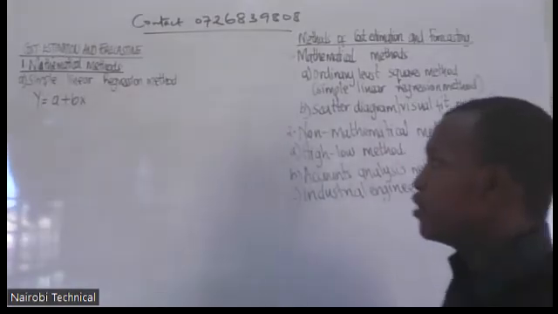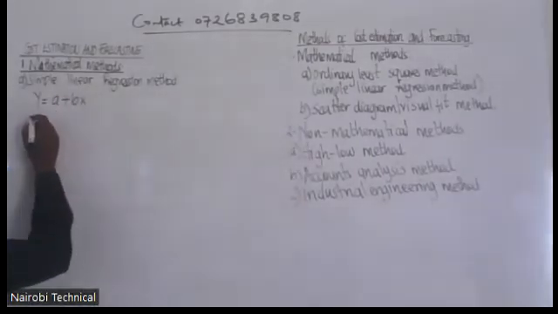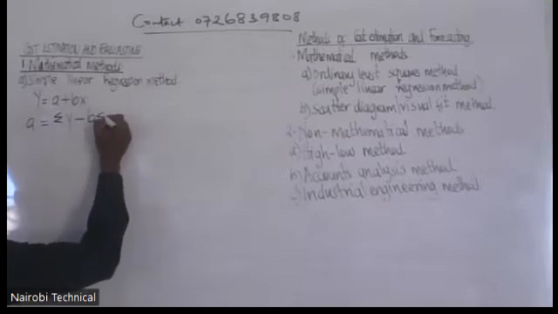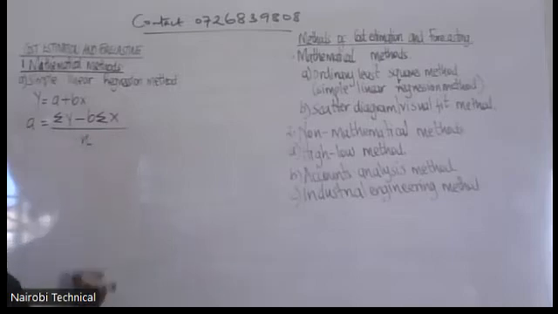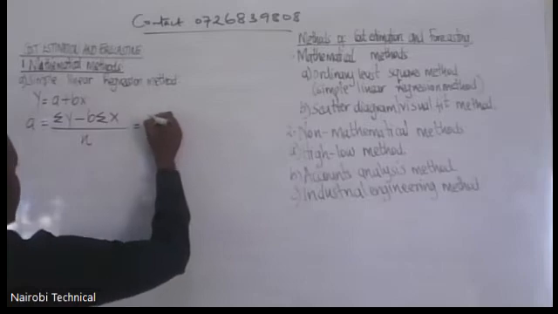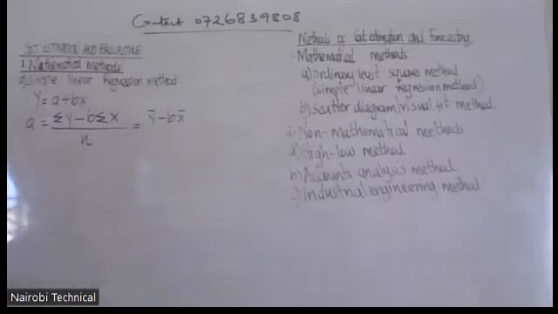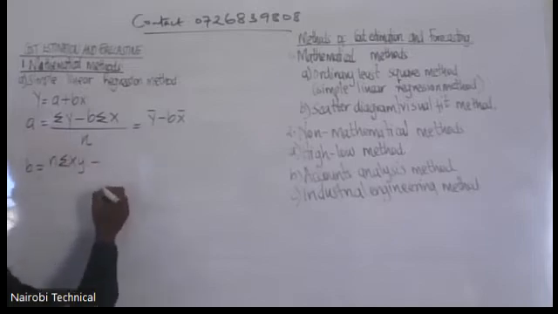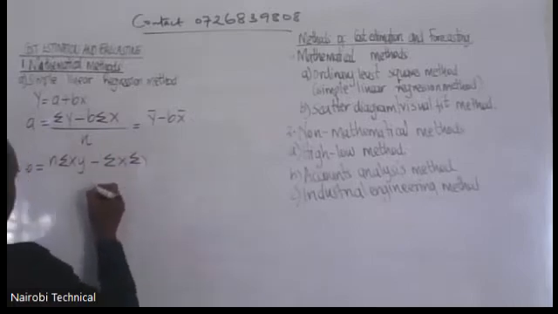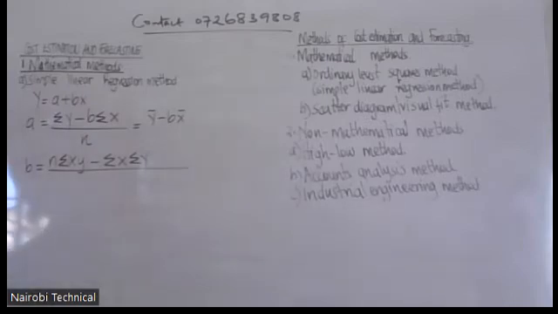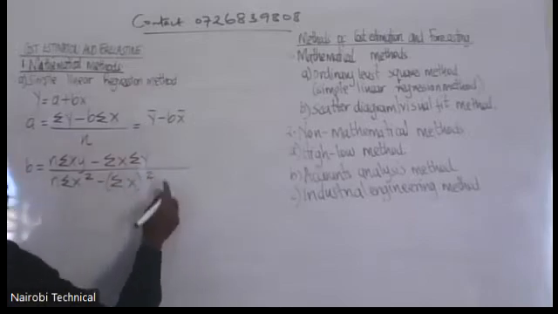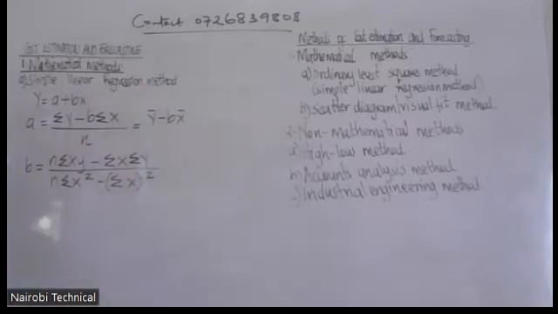ladies and gentlemen, to determine a here, we normally use the following formula. We say a is equal to the summation of y minus b summation of x, all divided by n, which can also be the mean of y minus b mean of x. Then b is n summation xy minus summation of x, summation of y, divided by n summation of x squared minus the square of the summation of x.